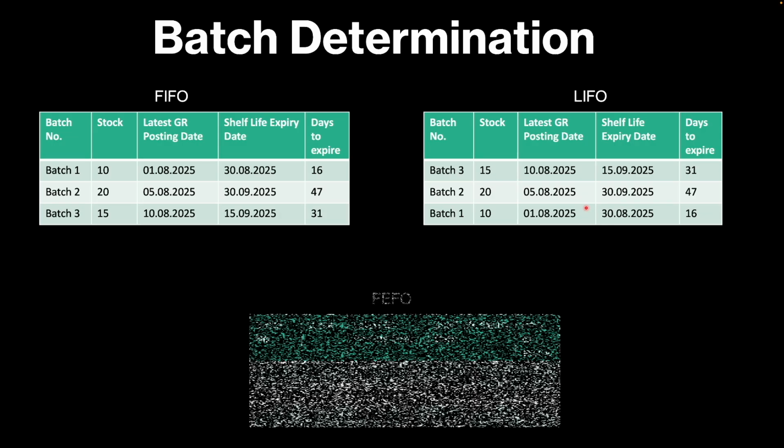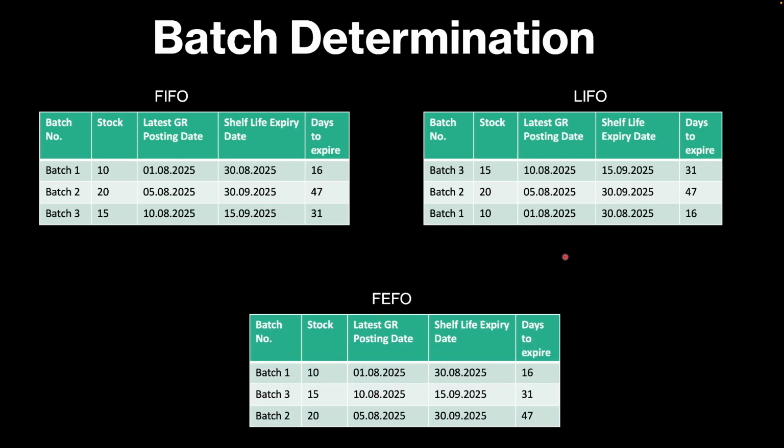Now let's see what will happen for first expiry first out. In this case, system will not sort on the basis of GR posting date. System will do the sorting based on the shelf life expiry date, in ascending manner. So the material which is going to expire first will be issued first. You can see here, this batch has the earliest expiry date, so this batch will be issued first, and then this batch, and then this batch. So in this way, you can see for all these three strategies, you will have different batch determination happening in the system.